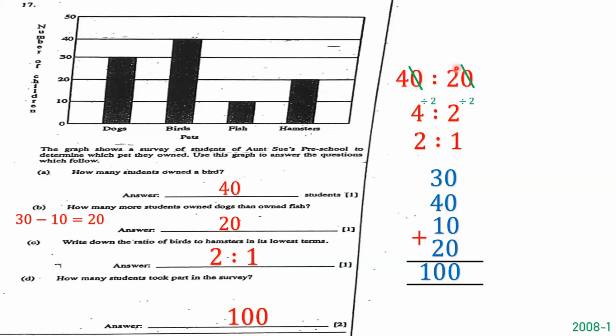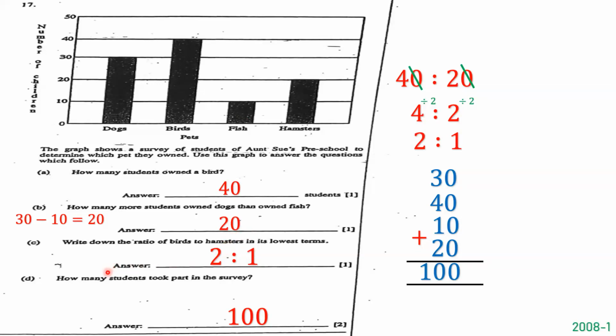That's the ratio. But we could cancel the zero. So this 0 cancels with that 0, and we're left with 4 to 2. And then what's the ratio of 4 to 2 in simplest form? Well, we have to divide 4 by 2, and we have to divide 2 by 2. 4 divided by 2 is 2, and 2 divided by 2 is 1. And so that means that the ratio of birds to hamsters in lowest terms is 2 to 1.